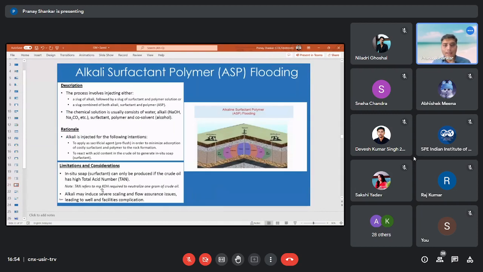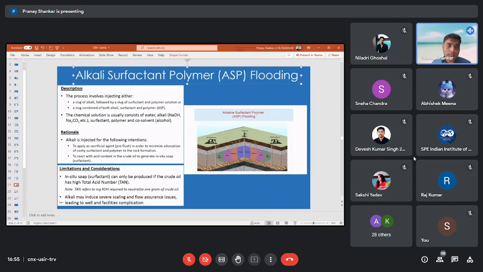Then the next technology is called ASP. Let's say this is your injector well. ASP is nothing but a combination of alkali, surfactant and polymer solution. Polymer gives you a favorable mobility ratio, but it does not reduce the residual oil saturation. If you want to reduce the residual oil saturation, you have to include surfactant, which reduces the interfacial tension and hence reduces SOR.